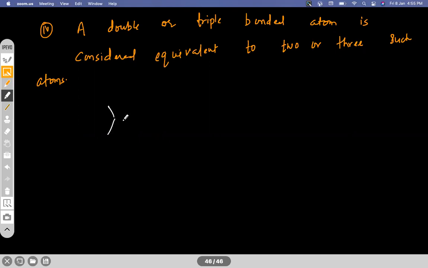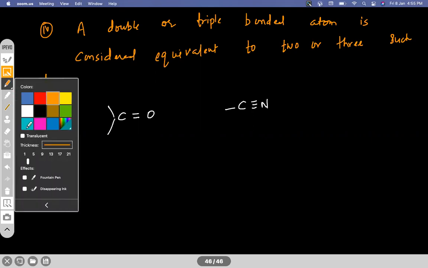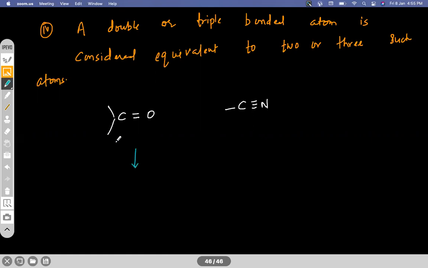Suppose you have to compare C double bond O and C triple bond N. These two we need to compare. Since we have a double bond here, it is a hypothetical method. It's not logically correct. So in this we assume that the carbon is attached with two oxygen, and each oxygen is also attached with two carbon, because we have a double bond here. So you see one oxygen with one carbon this side, one more carbon we have here, one more carbon we have here. This is the meaning here, hypothetical method.